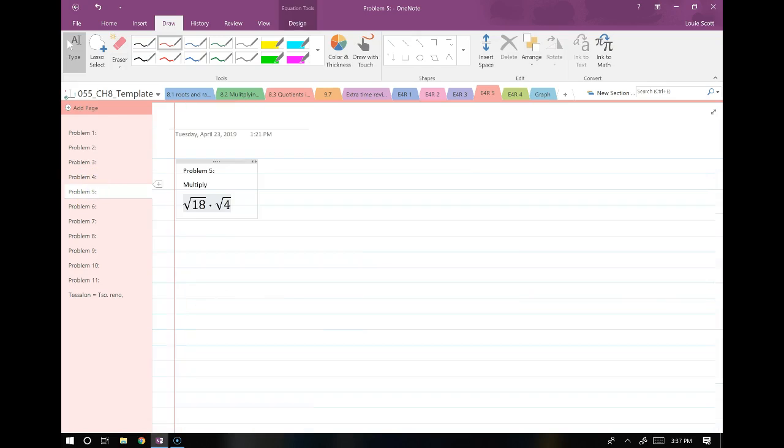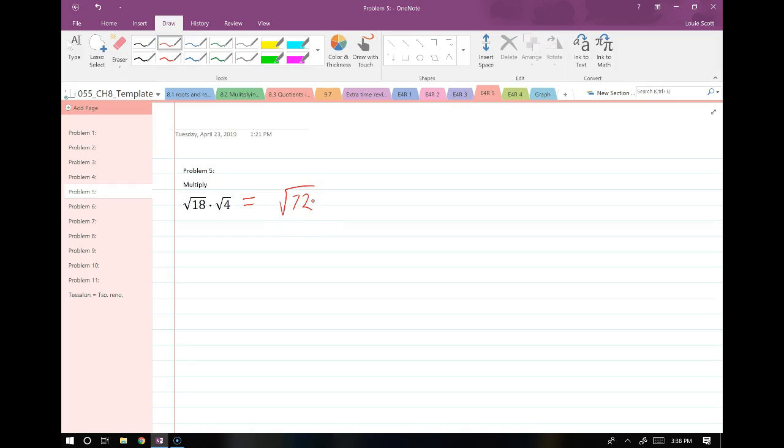Okay, so number five. Number five is just a basic roots and radicals, right? Usually with these, if we can't see a direct route to a solution, we just wanna combine them all. So there are other ways to do this, but this is the way that always just works the same. I'm gonna multiply these two things together and put them under the same square root. 18 times 4, that gives me 72.